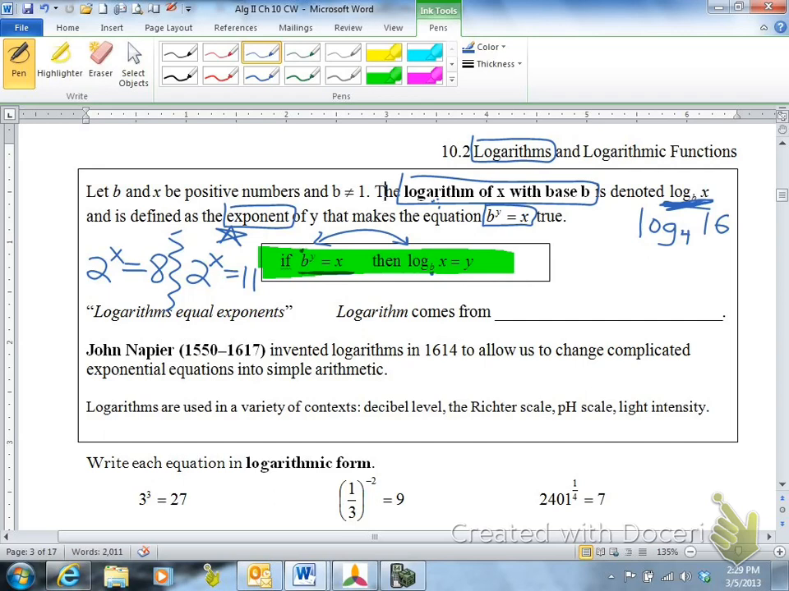So, two things. Logarithms equal exponents. So if I ask you what is a logarithm, what does this logarithm equal? It equals y, which is an exponent. Logarithms are exponents.